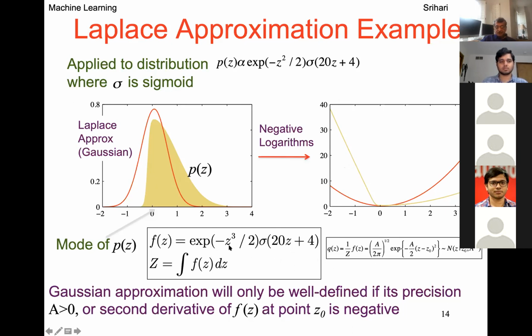So this was the f(z), and the q(z) is the normal distribution of z with z naught. We just saw that kind of thing here. And the Gaussian approximation will only be well defined if its precision A is greater than 0, that is, the second derivative of f(z) at point z naught is negative. So there are some restrictions on the nature of A.